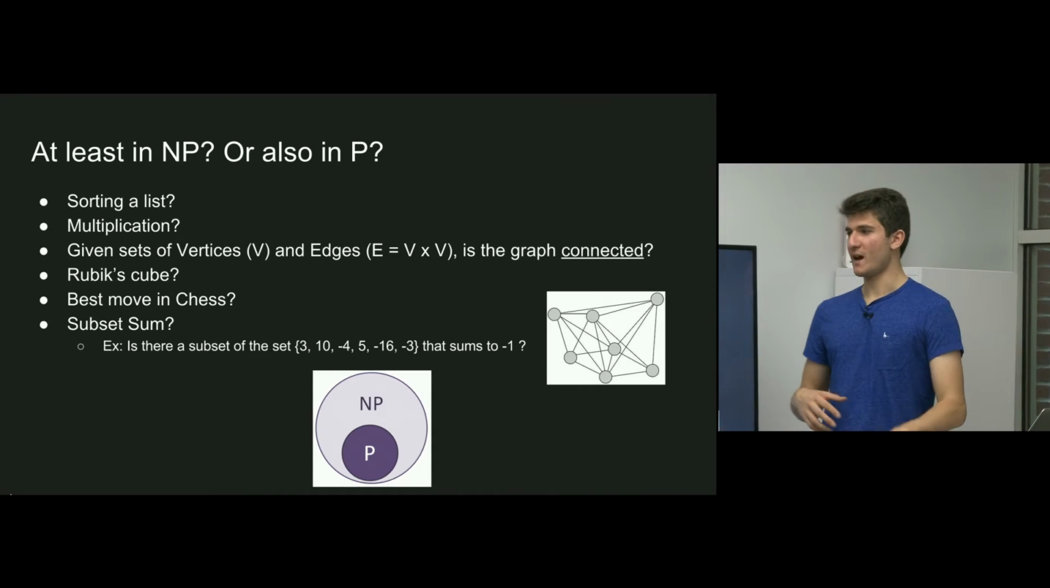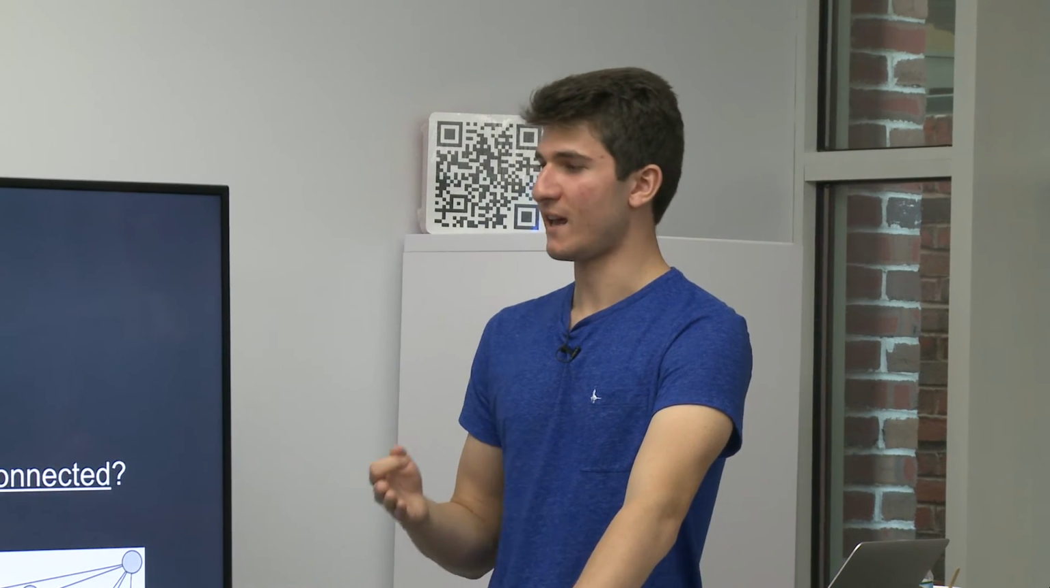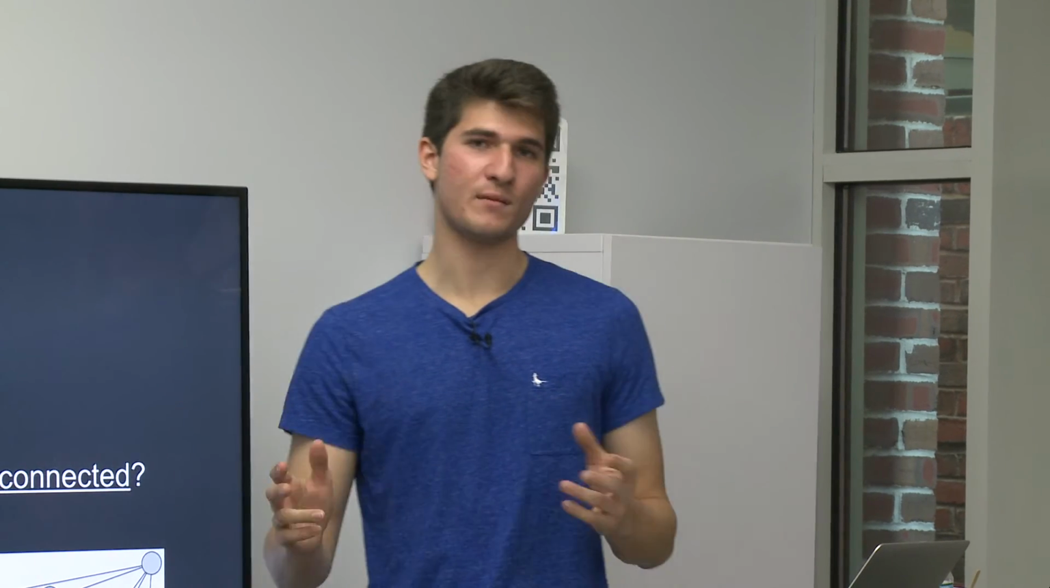And if you think about how many subsets there are, 2 to the n subsets, I believe, where there are n members of a set, you kind of have to check a lot, and that's a good indicator that it is not in P. But in this case, it is, as we showed, in NP, because it's easy to check.